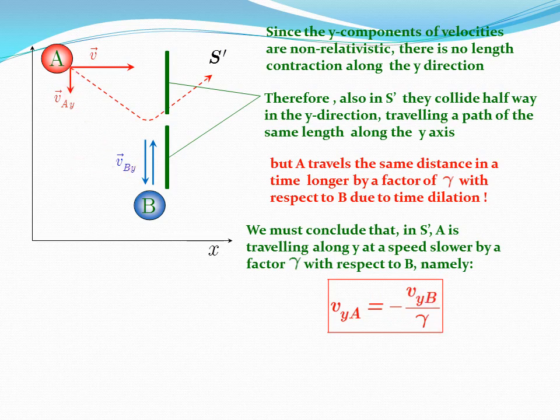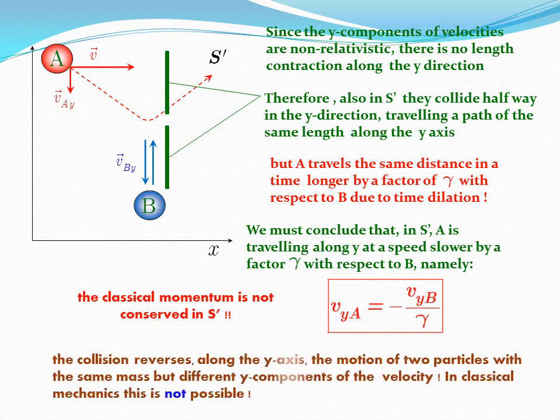This speed is slower than this other speed, and this means that the classical momentum is not conserved in S'. And the reason why the classical momentum is not conserved is because the collision reverses along the y-axis the motion of two particles with the same mass but different y components of velocity. As we know in classical mechanics, the only case when the two velocities are reversed is when they are equal. Therefore, in classical mechanics, this effect is simply not possible.